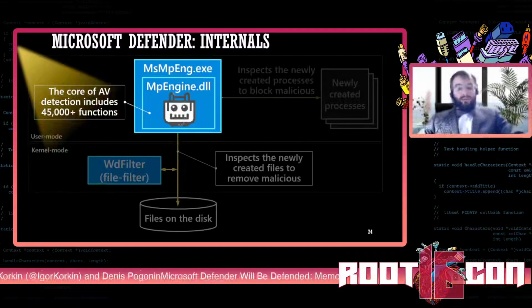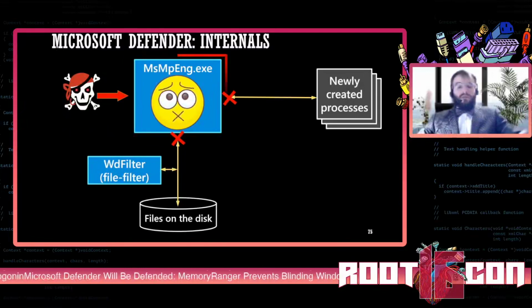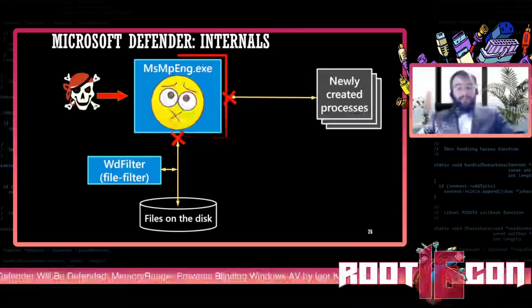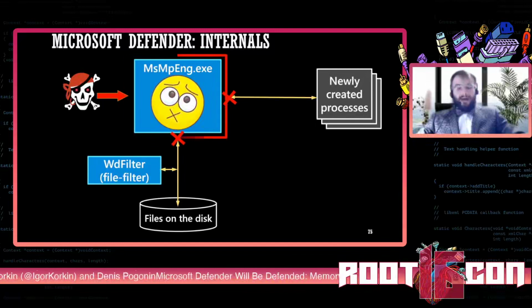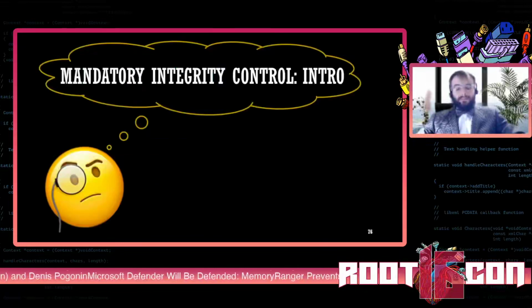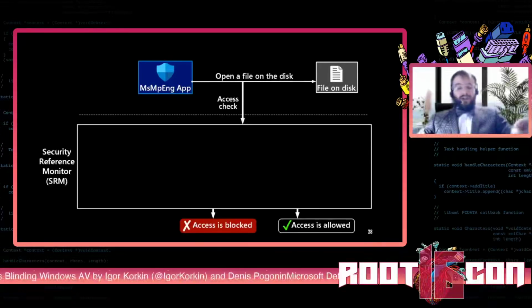An idea of the attack is to block the brain from receiving input data. I'll show you how Windows built-in mechanism can be used to disable Microsoft Defender. Let's look at the Mandatory Integrity Control, MIC. Each time any app, for example Microsoft Defender, tries to access the object, for example open a file, the Security Reference Monitor checks whether this access is allowed.